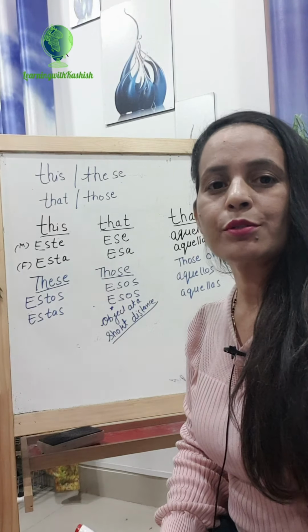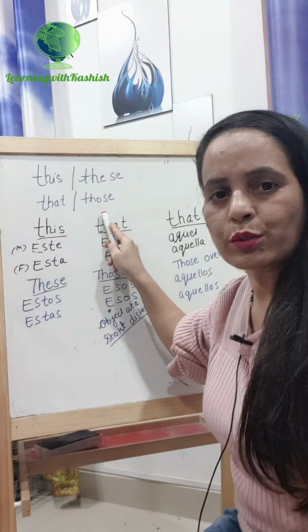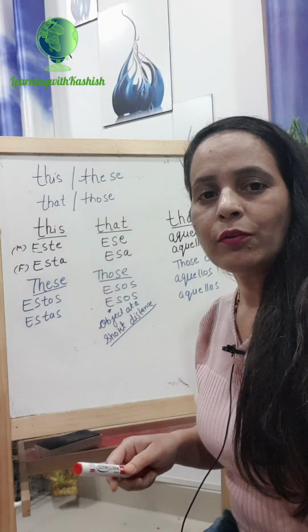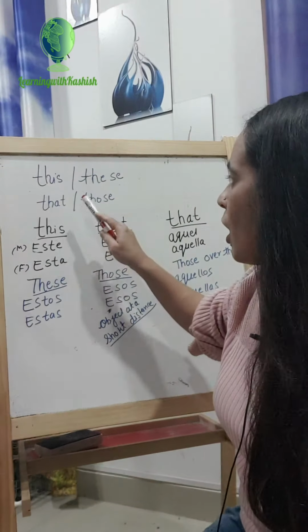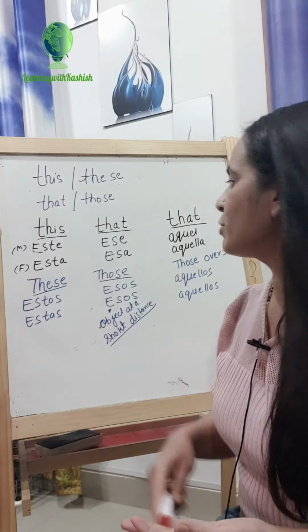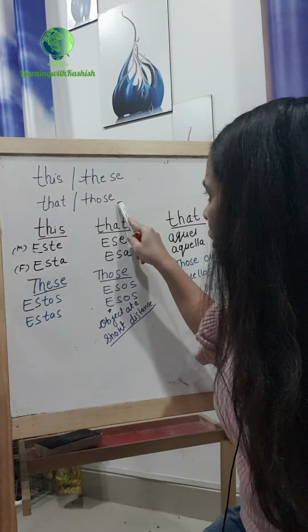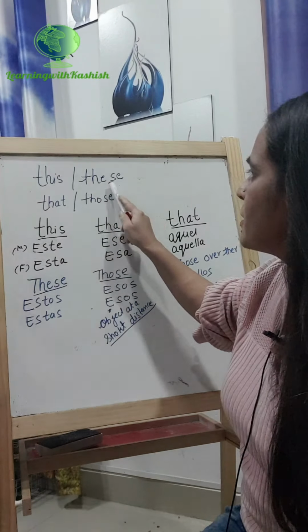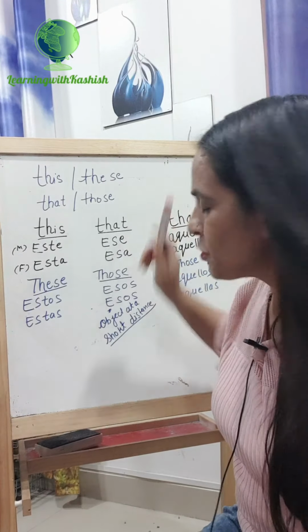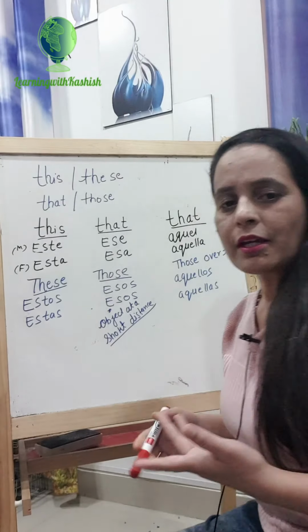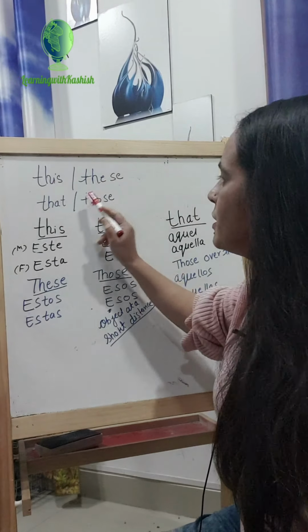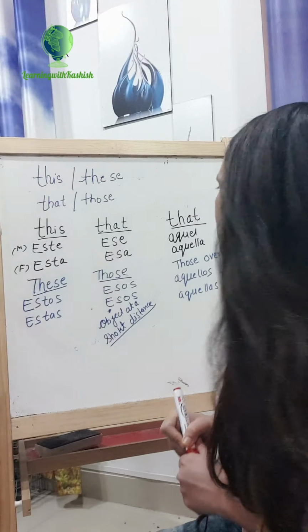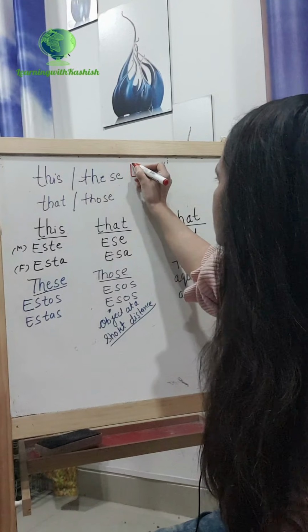Today we are going to learn how to say this, these, that and those. These are very important when we are communicating. How to say: this is a chair, those are pencils, that book is very nice, these dresses are very beautiful. Any sentence with this, these, that and those, how to say in Spanish?